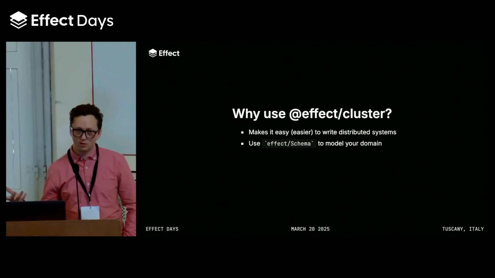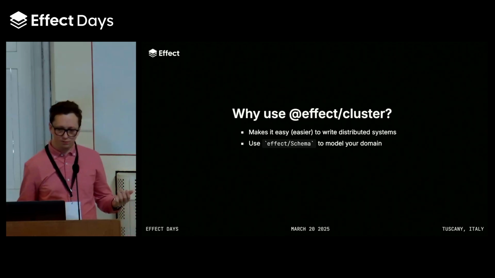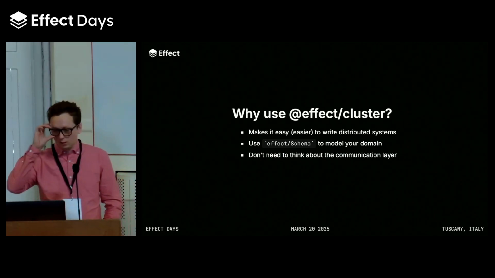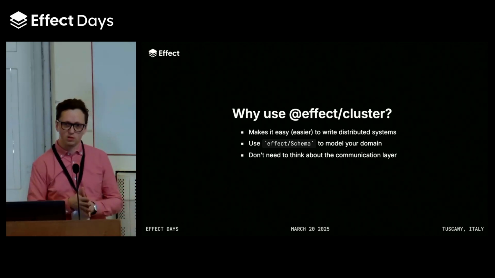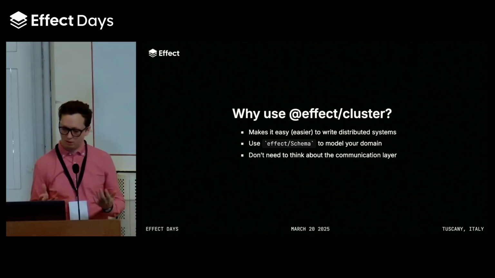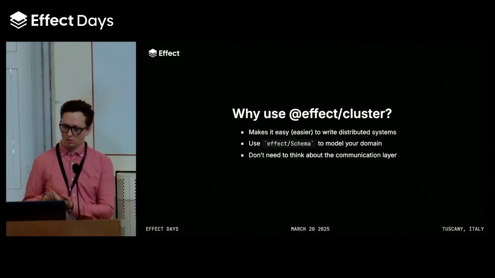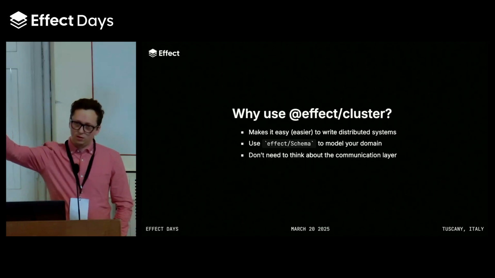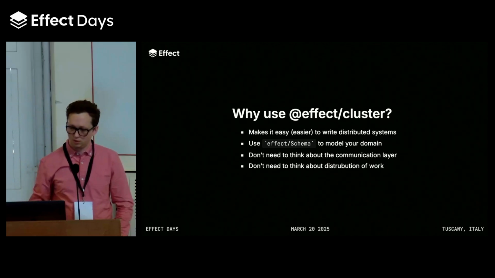It heavily relies on Effect Schema to model your domain. And because of that, we can derive a lot of things, so you don't have to think about your communication layer. Schema will make sure whatever message you're sending is properly serialized. And if it just so happens that an entity is on the same machine, it will just send it locally. So whether an entity is living on a different machine or on the same one, it will make sure your message is delivered for you.